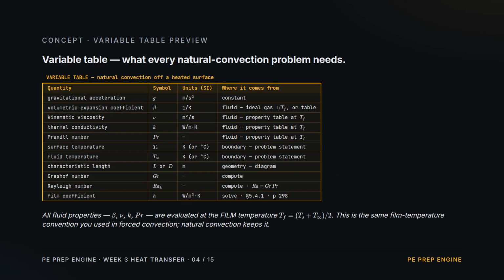Same 4-column shape since week 1. Quantity, symbol, units, source. Up top, fluid properties, beta, kinematic viscosity, conductivity, Prandtl number, all from a property table. The middle group, the 2 boundary temperatures, and the characteristic length. The bottom, what you compute, Grashof, Rayleigh, and the film coefficient H. The rule that ties it together. Every fluid property is evaluated at the film temperature, the average of surface and fluid.